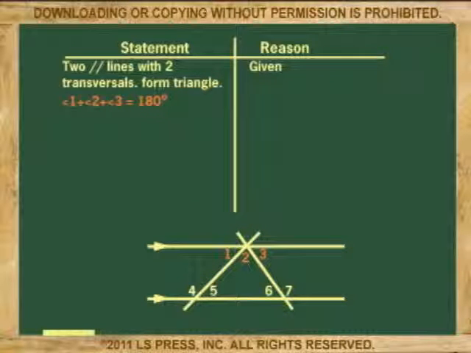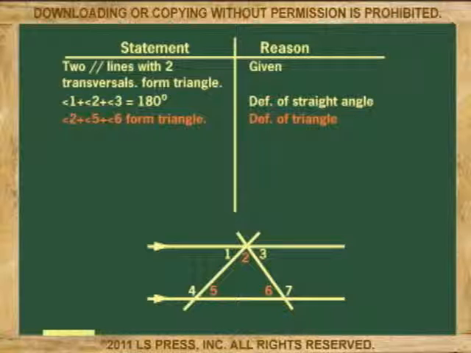Now we continue by identifying the angles shown and realize that angles 1, 2, and 3 are part of the same line and therefore they add up to 180 degrees. So we say so in the statement and give as reason that that is the definition of a straight angle. We also state that we are working with a triangle, so we must say so in step 3 by defining the triangle.